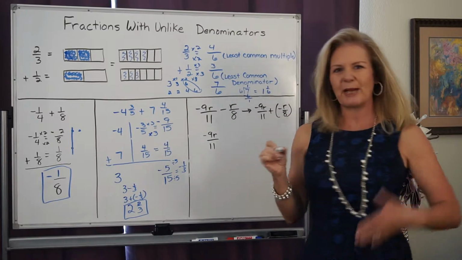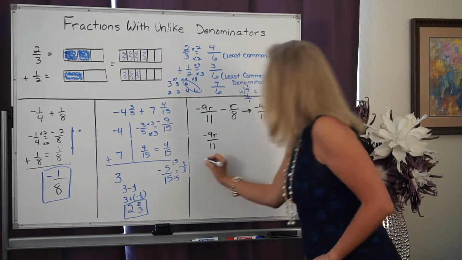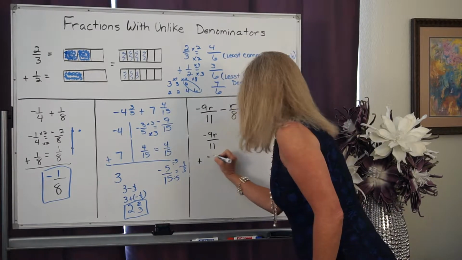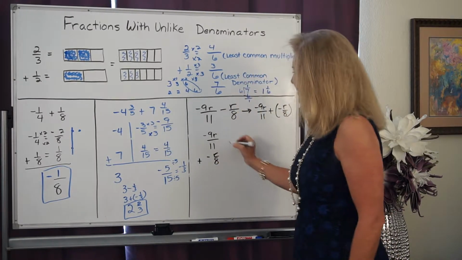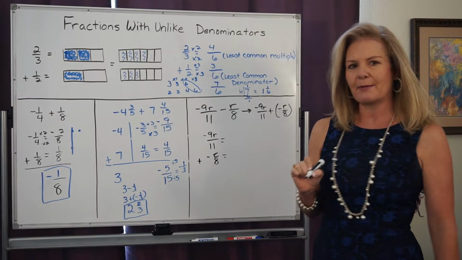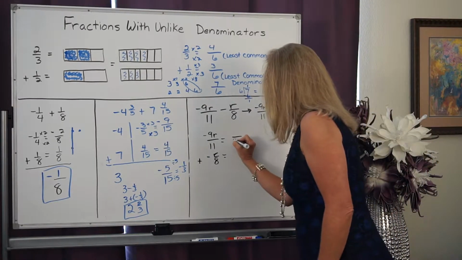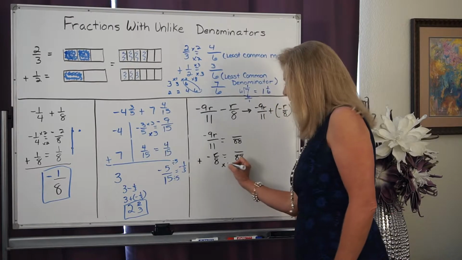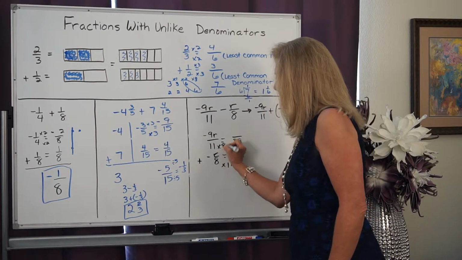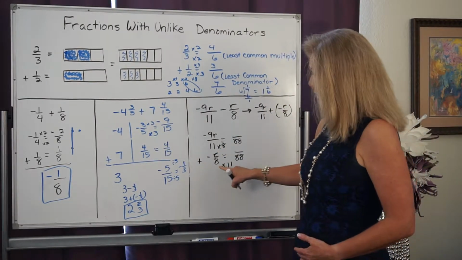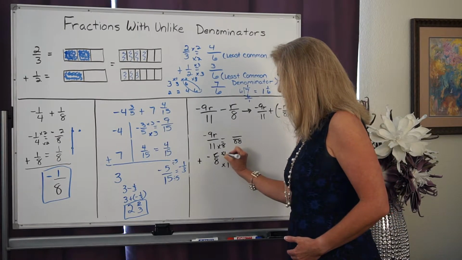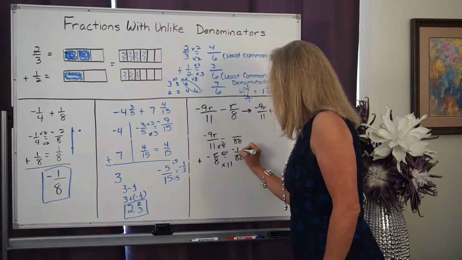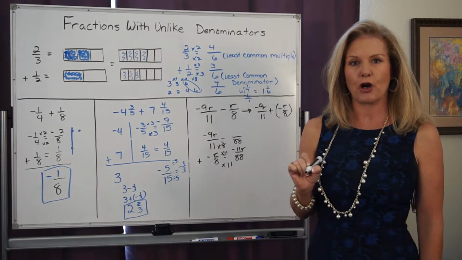just so I can see it better. Now, changed it to an addition problem. I'm going to keep this as negative r over 8. I look at these denominators and I think, oh, I can make them into 88. Because I can multiply this by 11 and I can multiply that by 8. So when I multiply by 11, whatever I do on the bottom, I have to do on the top. So I actually get negative 11r on top.